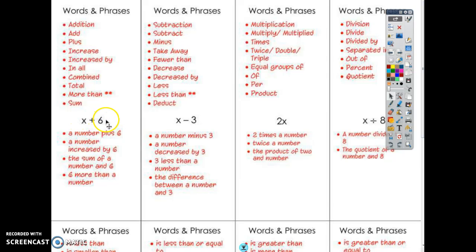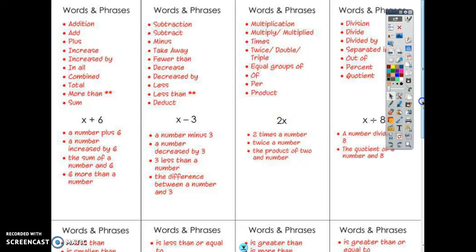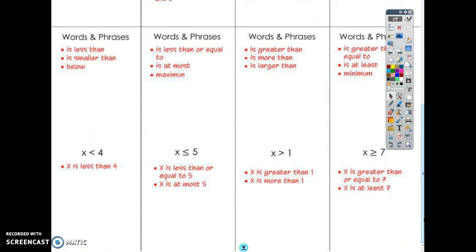It has x plus 6, it has x minus 3. So these are key words that you can use for adding, words that you can use for subtracting, words that you can use for multiplying, for dividing. And then at the bottom, these are words that you can use for less than. Okay? These are words that you can use for less than or equal to, greater than, and greater than or equal to. So I'm going to give you some time in a little bit to copy those down.